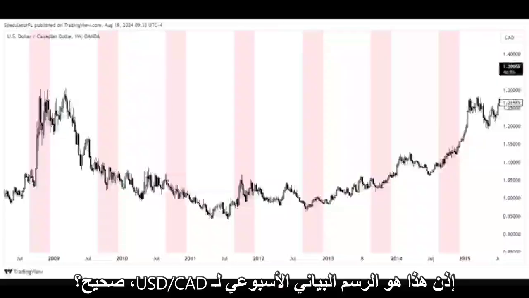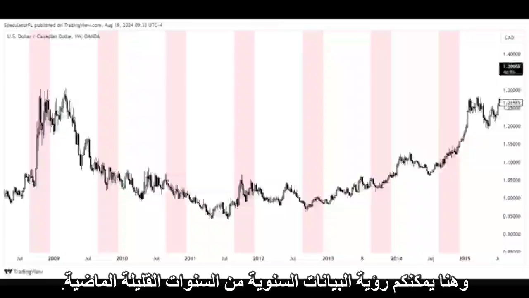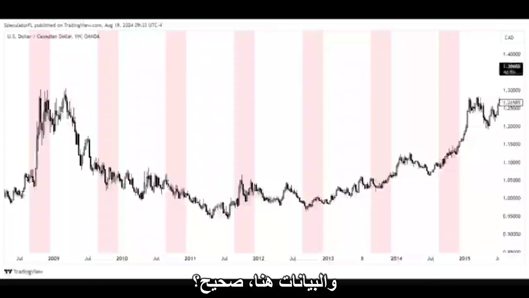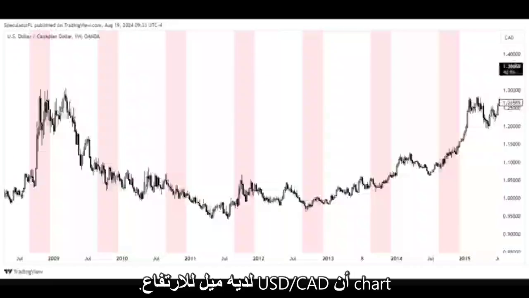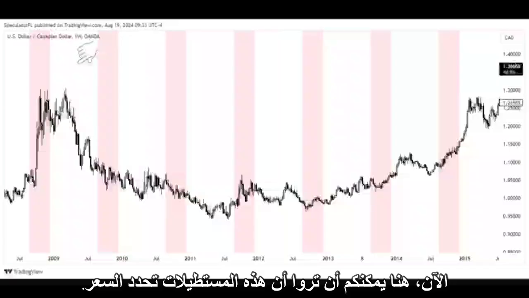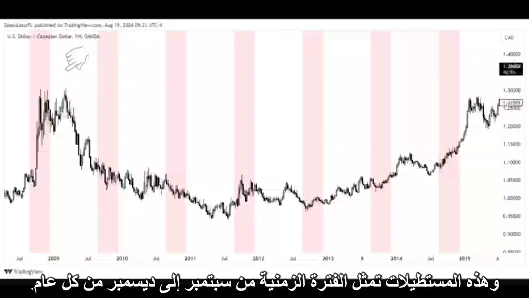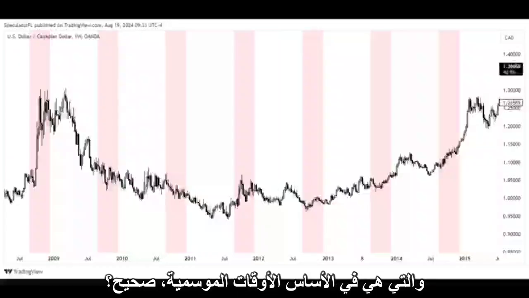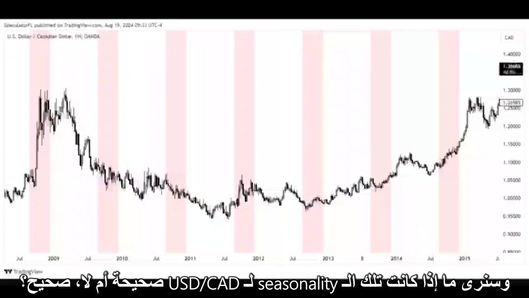So this is the USD CAD weekly chart, and here you can see the yearly data from the last few years. Now, as I said earlier, we're going to be using the inverted info and data here. So we learned from the seasonality chart that USD CAD has a tendency to go higher from September to December's end. Right here you can see these rectangles outlined on price, and these rectangles represent the time window from September to December of each year. Now we're going to look at all of this price action within these rectangles, which is basically the seasonal times, and we'll see if that seasonality for USD CAD stays true or not.